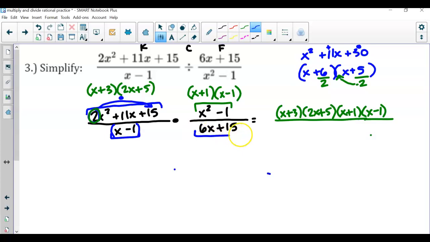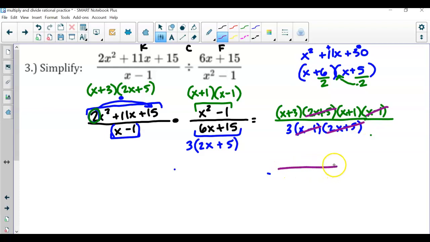But we can factor the second denominator because between 6 and 15, they have a GCF of 3. So after taking out that 3, 6 divided by 3 is 2x, plus 15 divided by 3 is 5. I'm going to put that GCF here out front. So 3 times x minus 1 times 2x plus 5. Start canceling out our common factors. Here I've got x minus 1 and 2x plus 5.